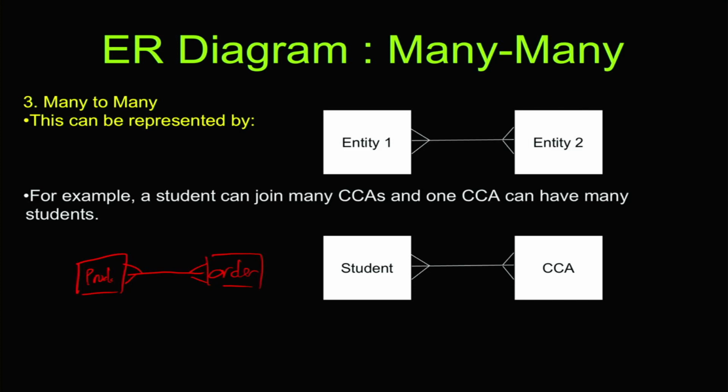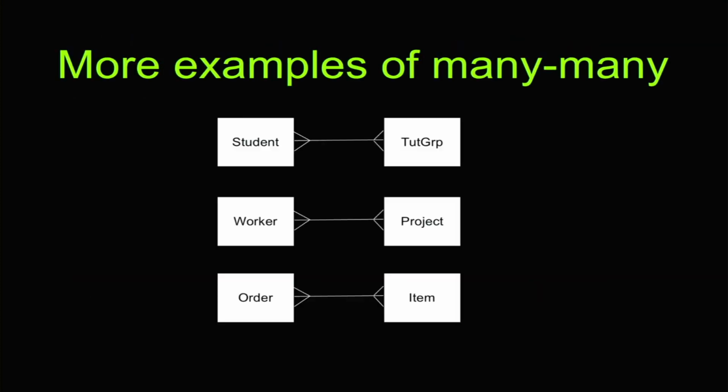On the next page, you'll see some more. Student and tutorial group: many students can belong to one tutorial group, and in one tutorial group there are many students. Worker and project: a worker can have multiple projects on hand, and a project can have multiple workers working on it as well. Just as we mentioned, the order and the item: you can have multiple items in the same order, and the item can also exist concurrently in multiple orders as well. So this is many-to-many.